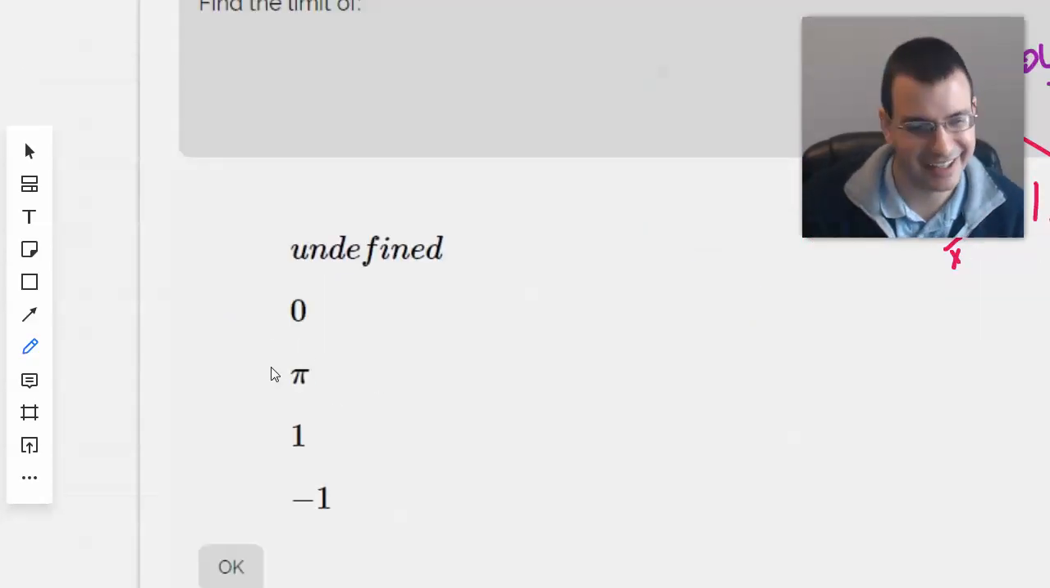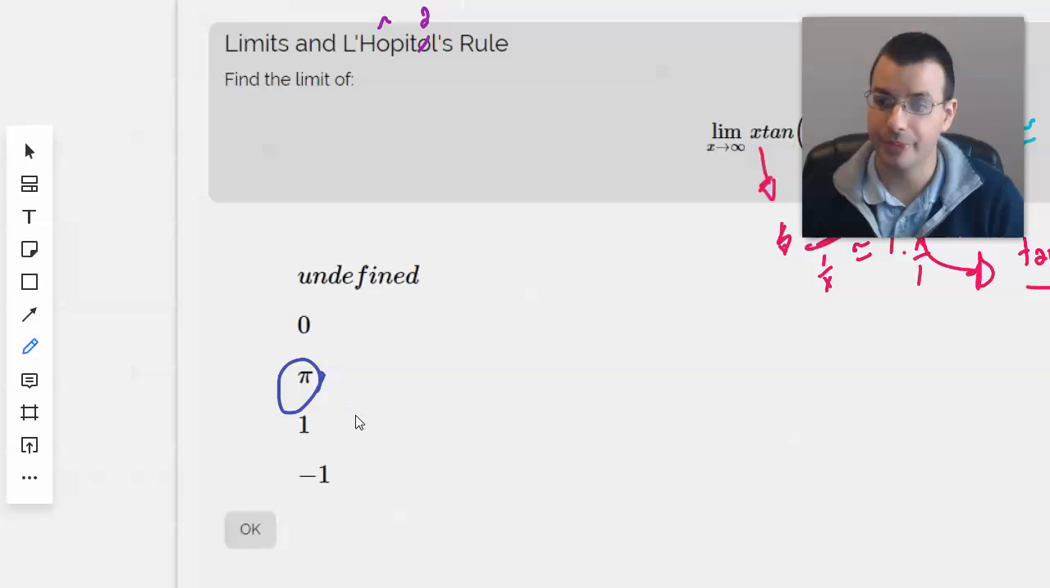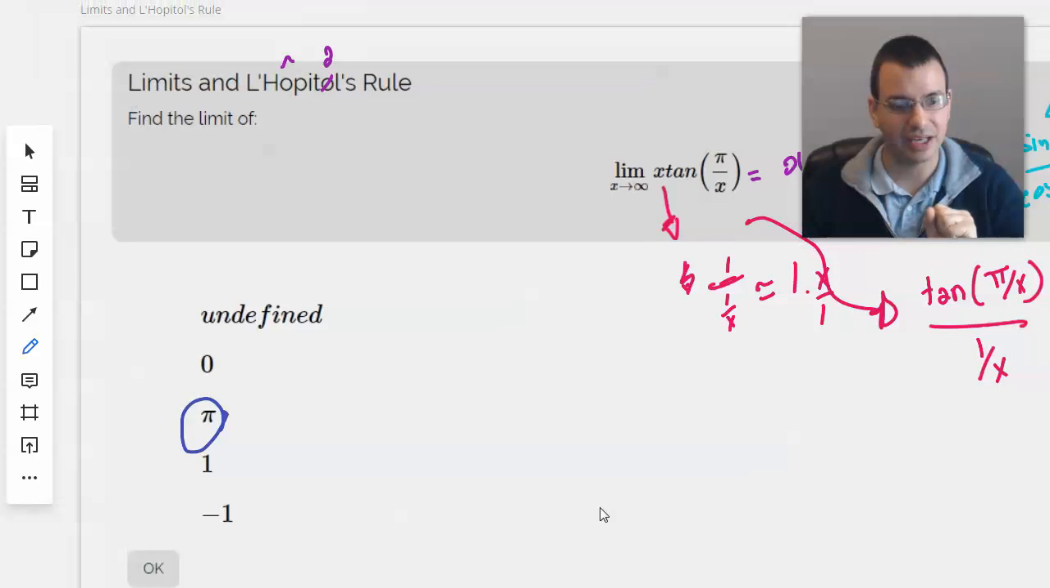Huzzah! So, get a better circle. There we go, pi. So that's how you do L'Hopital's rule and limits.